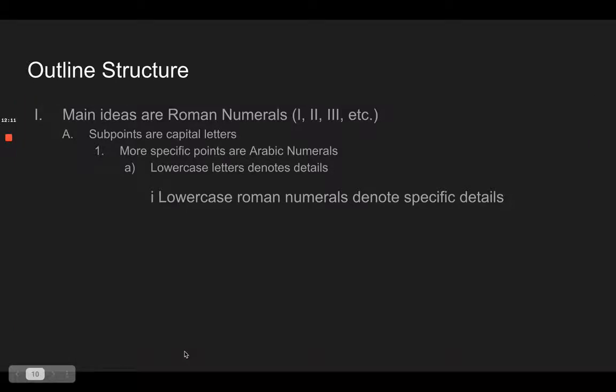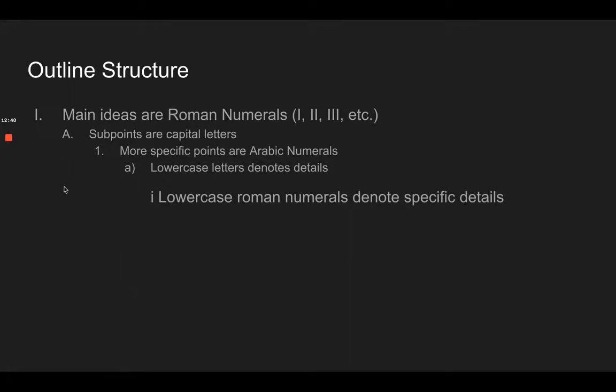So also, it's not in here, but it is in additional notes that I've added in Canvas. I want to talk to you briefly about rules of outlining. So one rule of outlining that I want to make sure that you're aware of is that if you have a 1, you have to have a 2. So when you're doing your outline, if you have a Roman numeral 1, you have to have a Roman numeral 2. If you have a capital A, you have to have a capital B. If you have a number 1, you have to have a number 2, and so on.